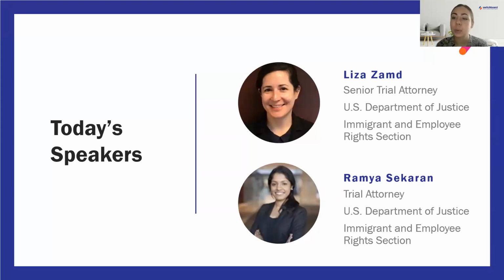I am also delighted to introduce Ramya Sankaran. Ramya is a trial attorney in the Department of Justice's Immigrant and Employee Rights section, IER. Ramya enforces protections against employment discrimination based on citizenship and immigration status and national origin, unfair documentary practices, and retaliation. Ramya also engages in outreach and policy work to assist Afghan and Ukrainian parolees who came to the United States through the Operations Allies Welcome and Uniting for Ukraine programs with employment-related issues. In addition, Ramya serves on the Department of Justice's Civil Rights Division Working Group to address hate incidents against Asian American and Pacific Islander communities.